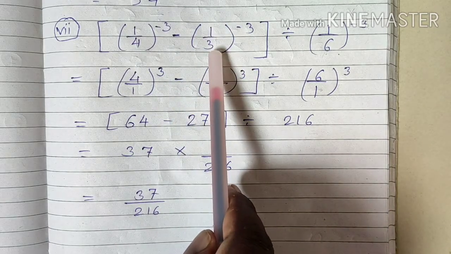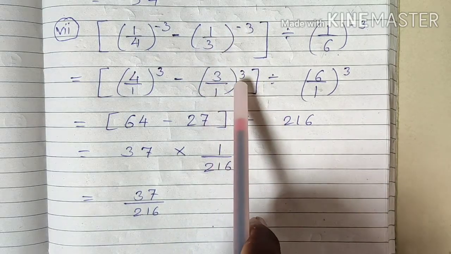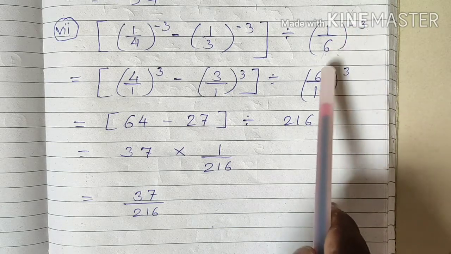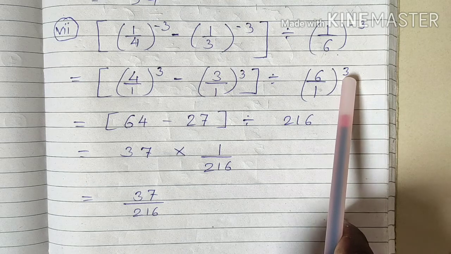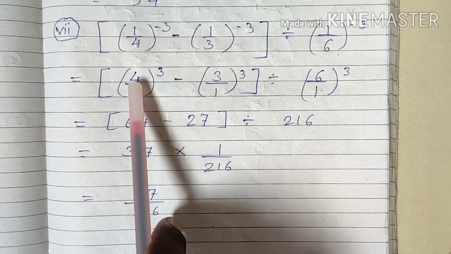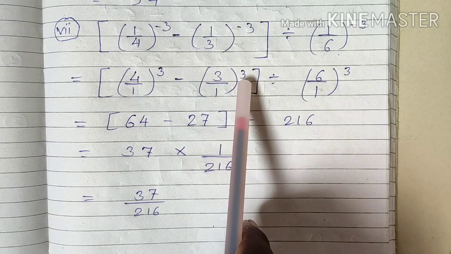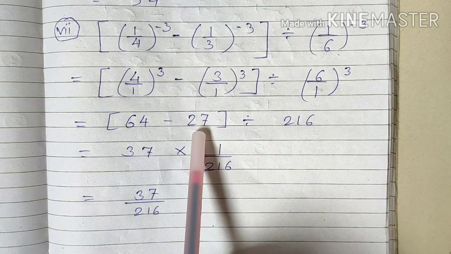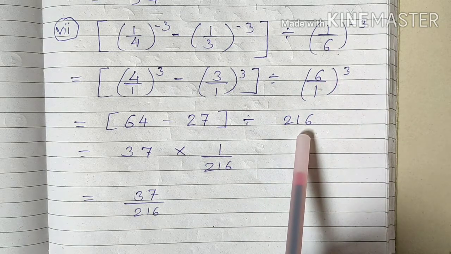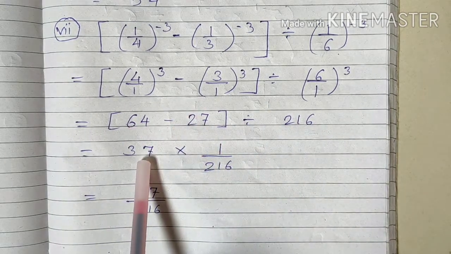(1/3)^-3 is there, so it becomes a reciprocal, 3 by 1, divided by 1 by 6. Reciprocal of 1 by 6 is 6 by 1, raised to 3. Cube of 4 is 4 into 4 into 4, which becomes 64, minus 3 3s are 9, 9 3s are 27, divided by 6 6s are 36, 36 6s are 216. Subtraction of these two gives 37.